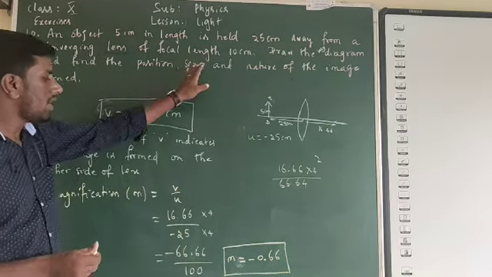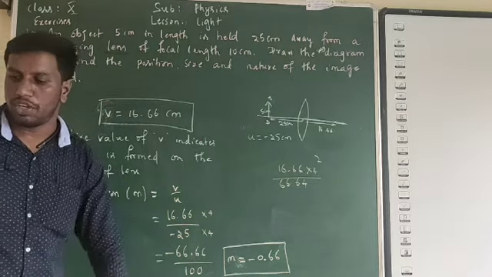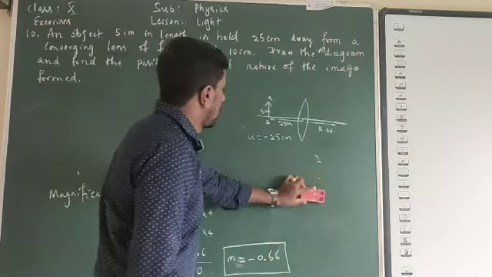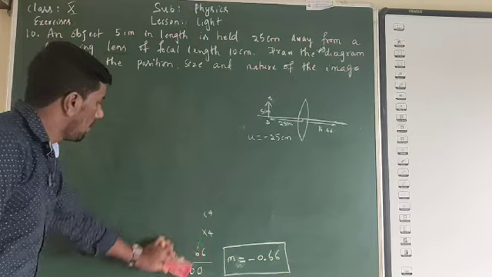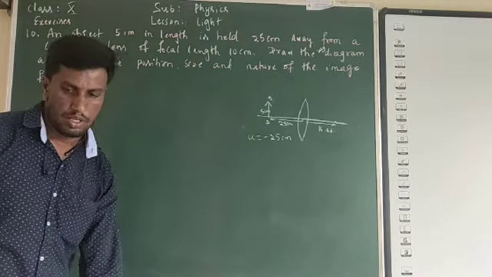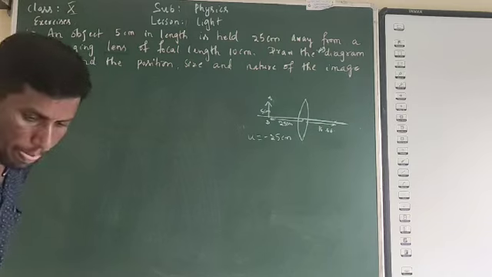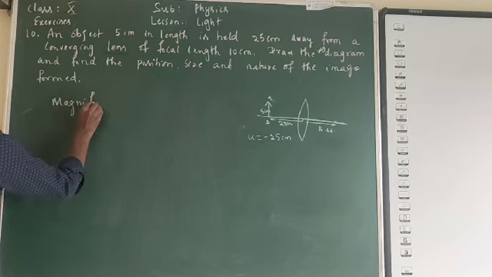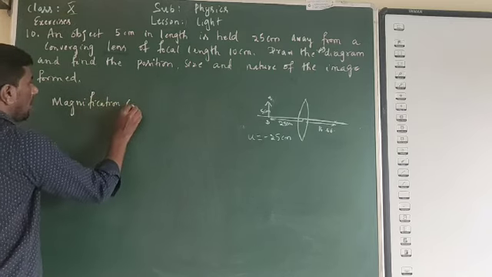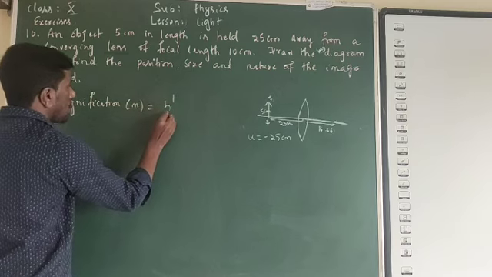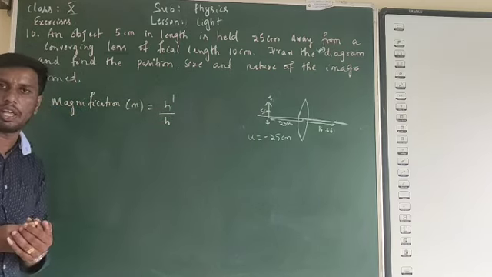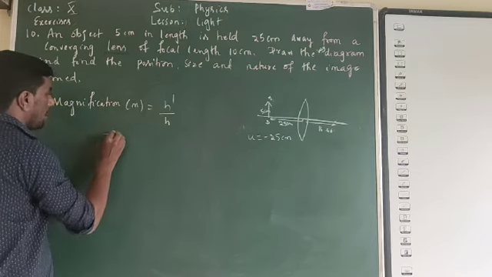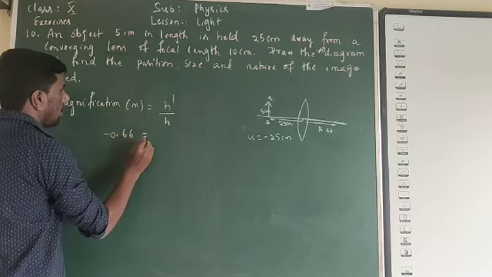Then size. We will find out the size by using the magnification formula. For the magnification, we have one more formula. What is that? Magnification M is equal to h dash by h. This is also a magnification formula, right? So magnification, how much is that? Minus 0.66. Correct?